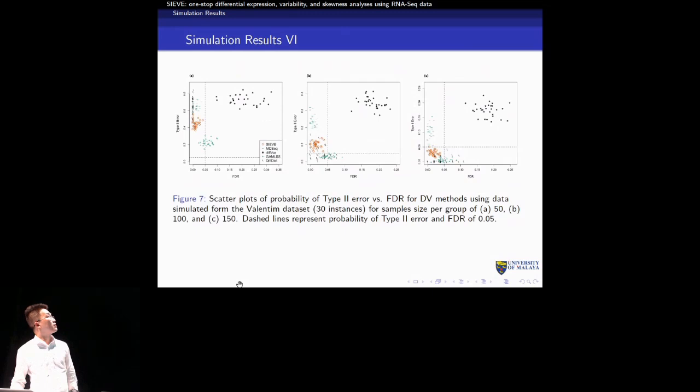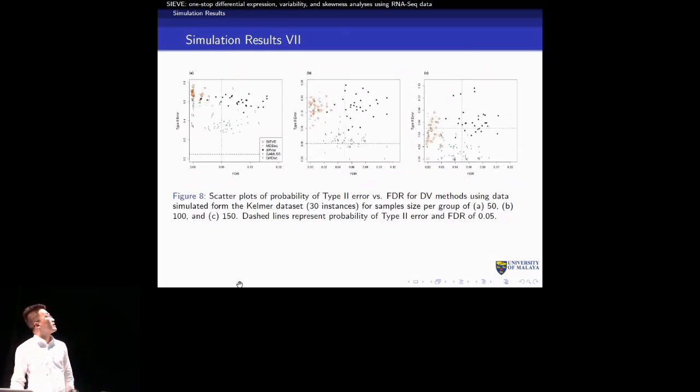Figure 7 and figure A give the result of a DV simulation study. And we can say SIEVE controls FDR very well, with a trade-off in probability of type 2 error for moderately large sample size. When sample size is 50, GAMLSS gives a relatively smaller probability of type 2 error.